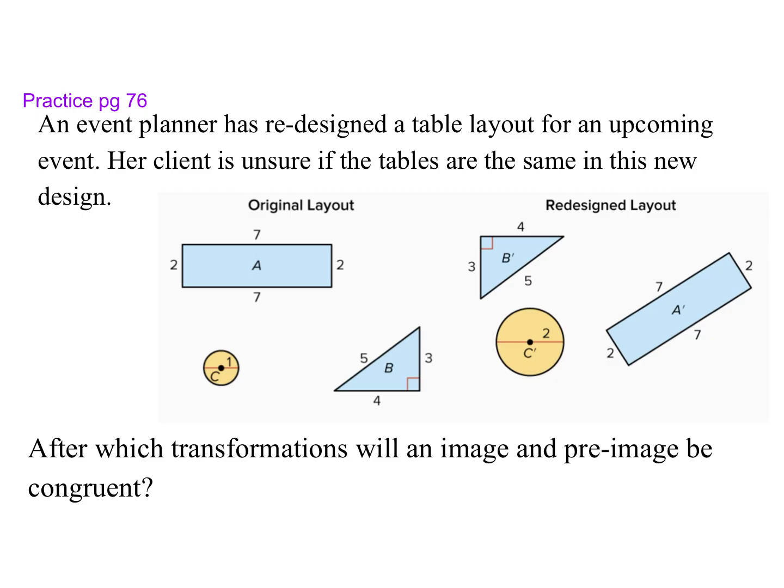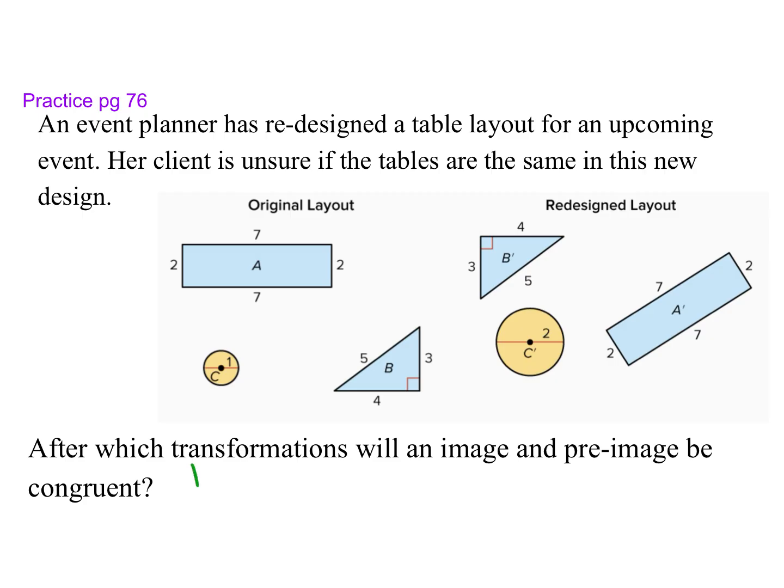All right, looking at number 4: after which transformations will an image and preimage be congruent? Think about it for a second. Which of the things that we've been doing, translation, rotation, reflection, will make it the same on both sides, or congruent? Same shape, same size. Think about it and then come back to me.